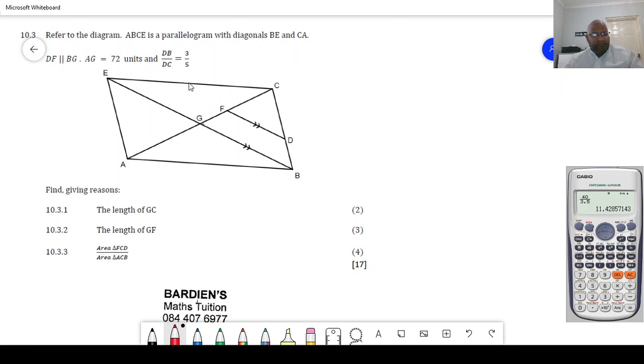Then we are given a ratio that BD is 3 and DC is 5. So we say that it's going to be 3K and that's going to be 5K. You could have said A or B, whatever. But we can't just say 3 and 5 because it is not a length, it's a ratio. So the first question says, give the reason for the length of CG. I indicated earlier on that CG is going to be 72 units, because the diagonals bisect each other.